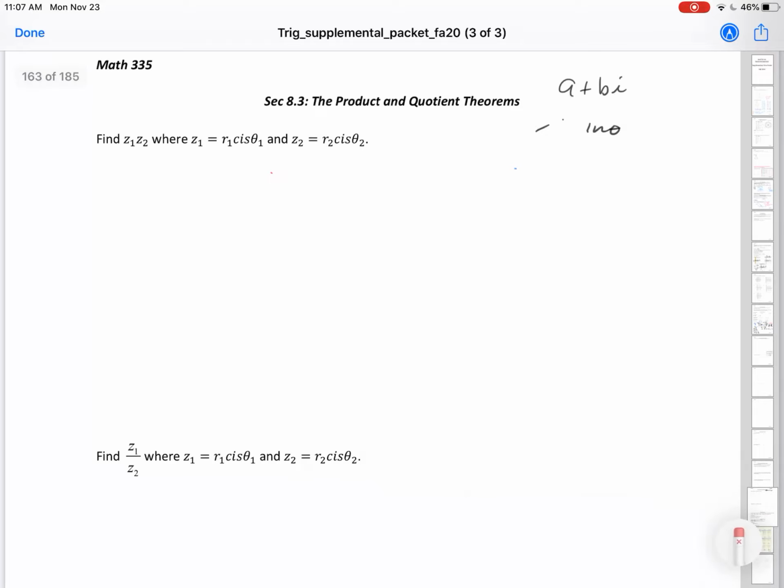So we're like, well, why even do that? Well, it makes some products and also some powers especially easy to do. It'd be hard to do in its rectangular form, or at least long to do. And so we want to trade out for its polar form.